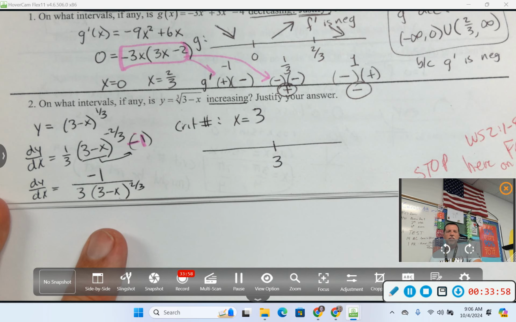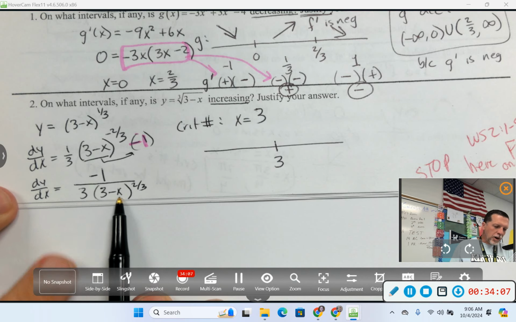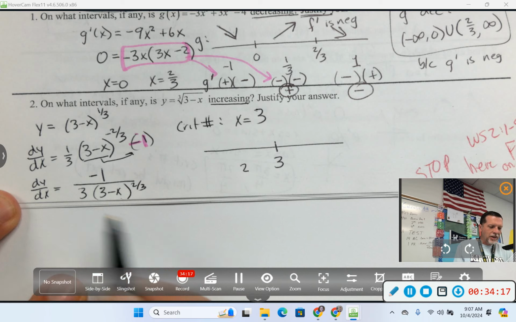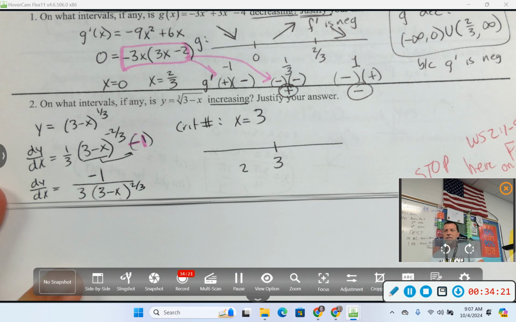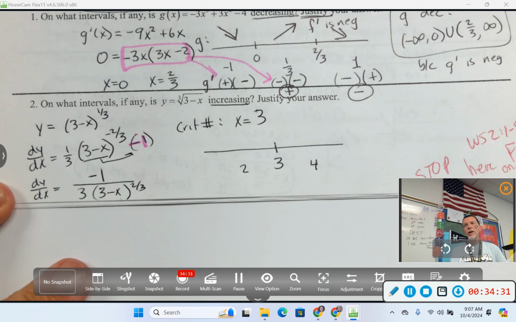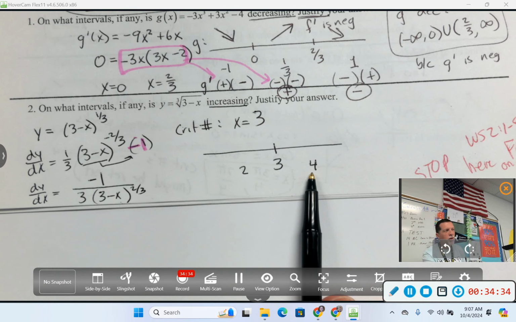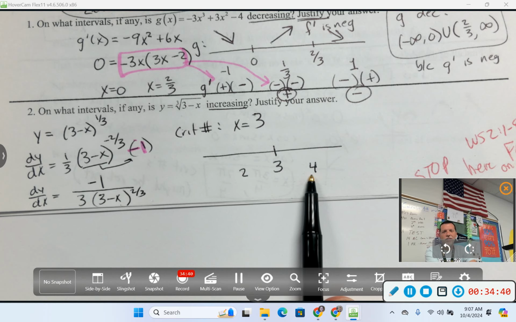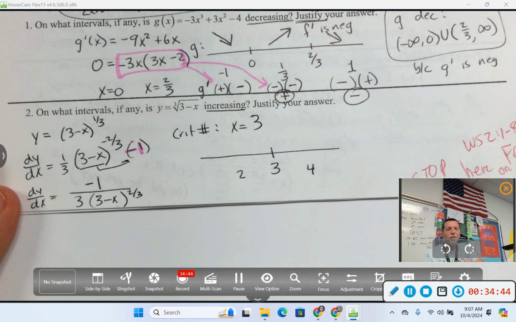So I need a number less than 3 to check. Okay, I heard negative 1, 0, 2. All of those are fine. 0 is normally a great choice, but to take a cube root, I think maybe plugging in 2 would be good, because then I would get 1. That would be easy. How about a number bigger than 3? I got 4, 5, 12, 1 million. But let's do 4. I'm joking about a million, but sometimes, depending on the problem, a million is easy to plug in, because it's easy to tell that it's positive or negative. Maybe not so much here, so let's just go with 4.